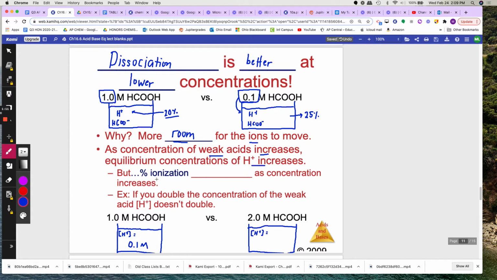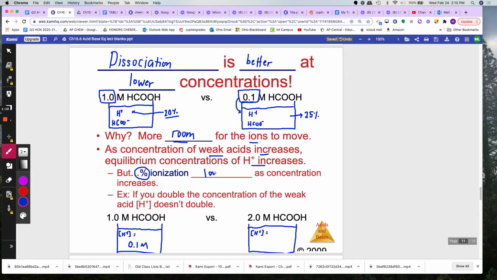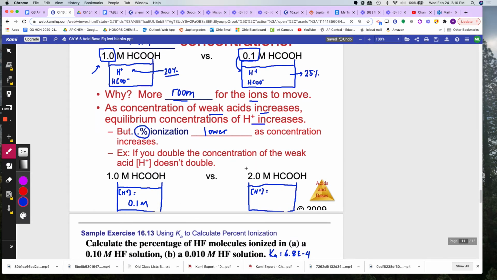So as the concentration of a weak acid increases, the equilibrium concentration of H plus increases. But the percent ionization as a whole is lower as concentration increases. The more concentrated it is, the lower the percent. So if you double the concentration of the weak acid, say this is 1 molar and this is 2 molar, does that mean you get twice the amount of H plus? If this is 0.1 molar, you should get 0.2 molar of H plus because you have double the concentration, right? Well, no, you don't.